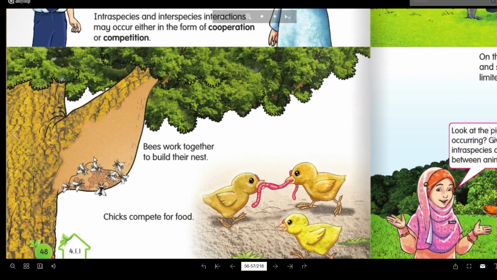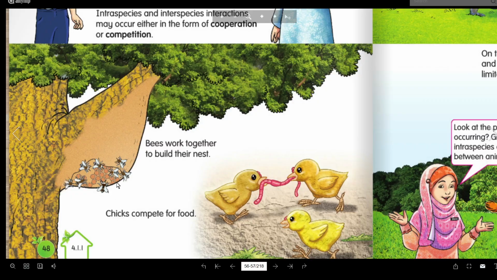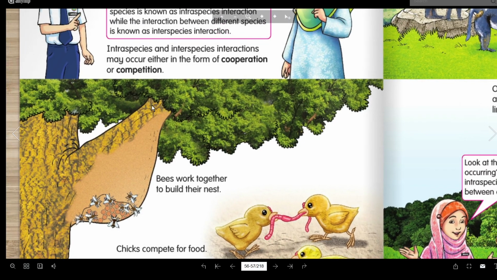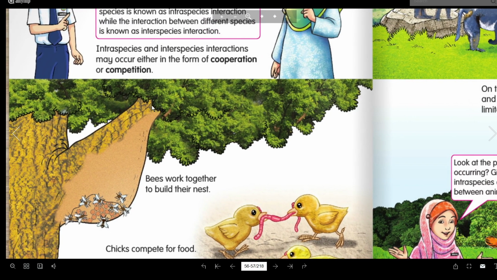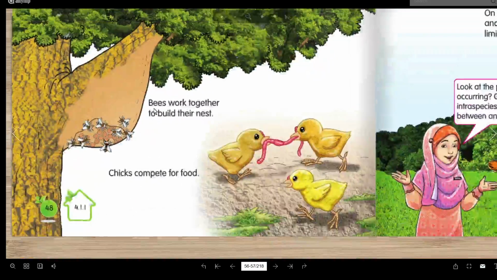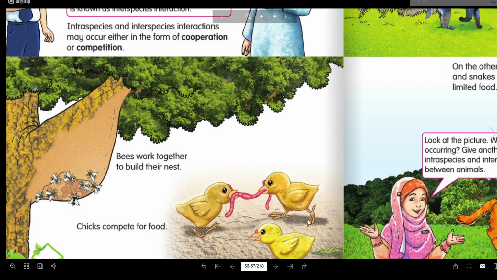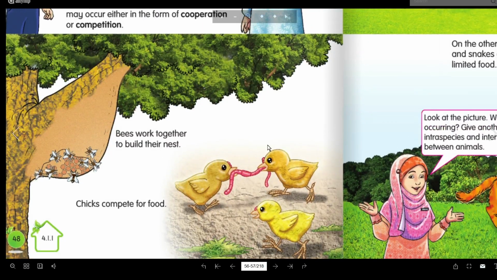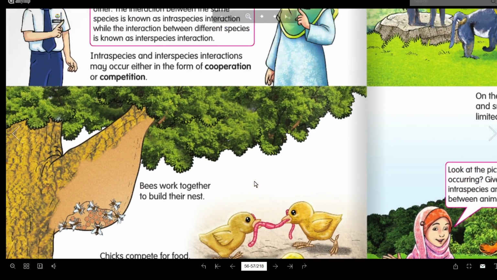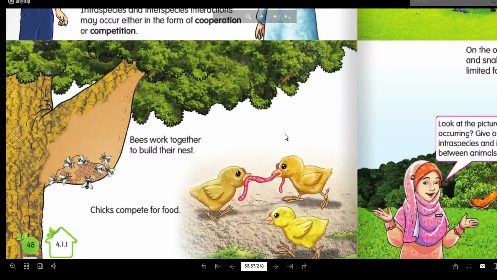Like here you can see bees are working together to build their nest, right? They are interacting with each other, bees with other bees, which is the same species, and this is a type of intra-species interaction, right? Here in this picture you can see chicks are competing for food. So this is again intra-species because they are interacting with the same species, right?